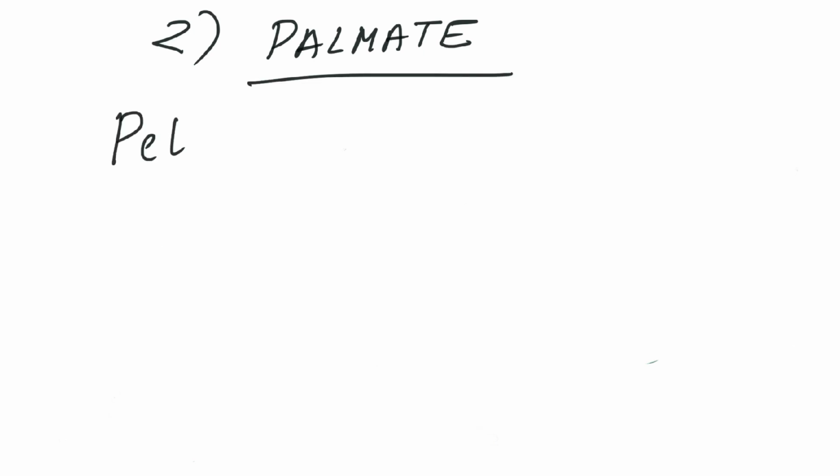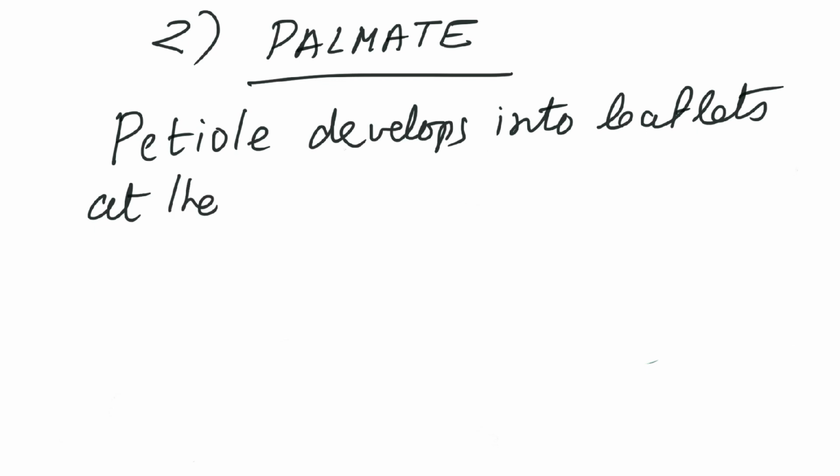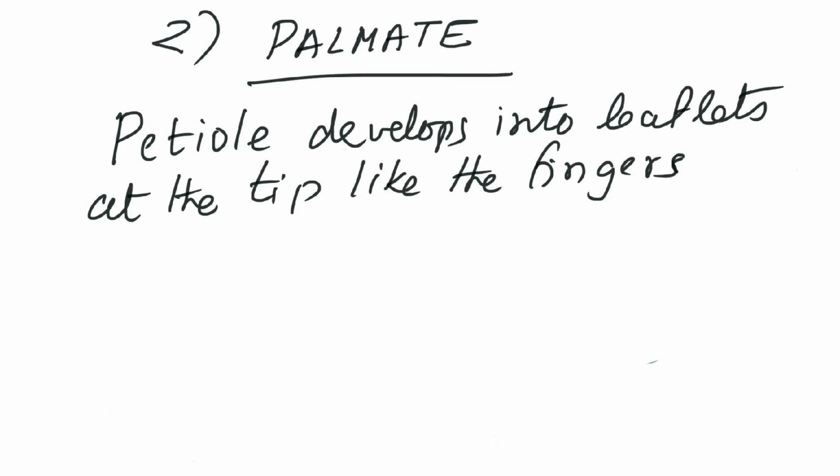pinnate compound leaves. We are now going into the second major division, that is the palmate. So here, what's the key difference from the examples which we just discussed? The petiole develops into the leaflets. So that's something which was similar to the previous case. So what's the difference? The difference is that it's like the fingers of the palm. It is branching out like the fingers from our palm. So the petiole develops into leaflets at the tip, like the fingers of the palm.